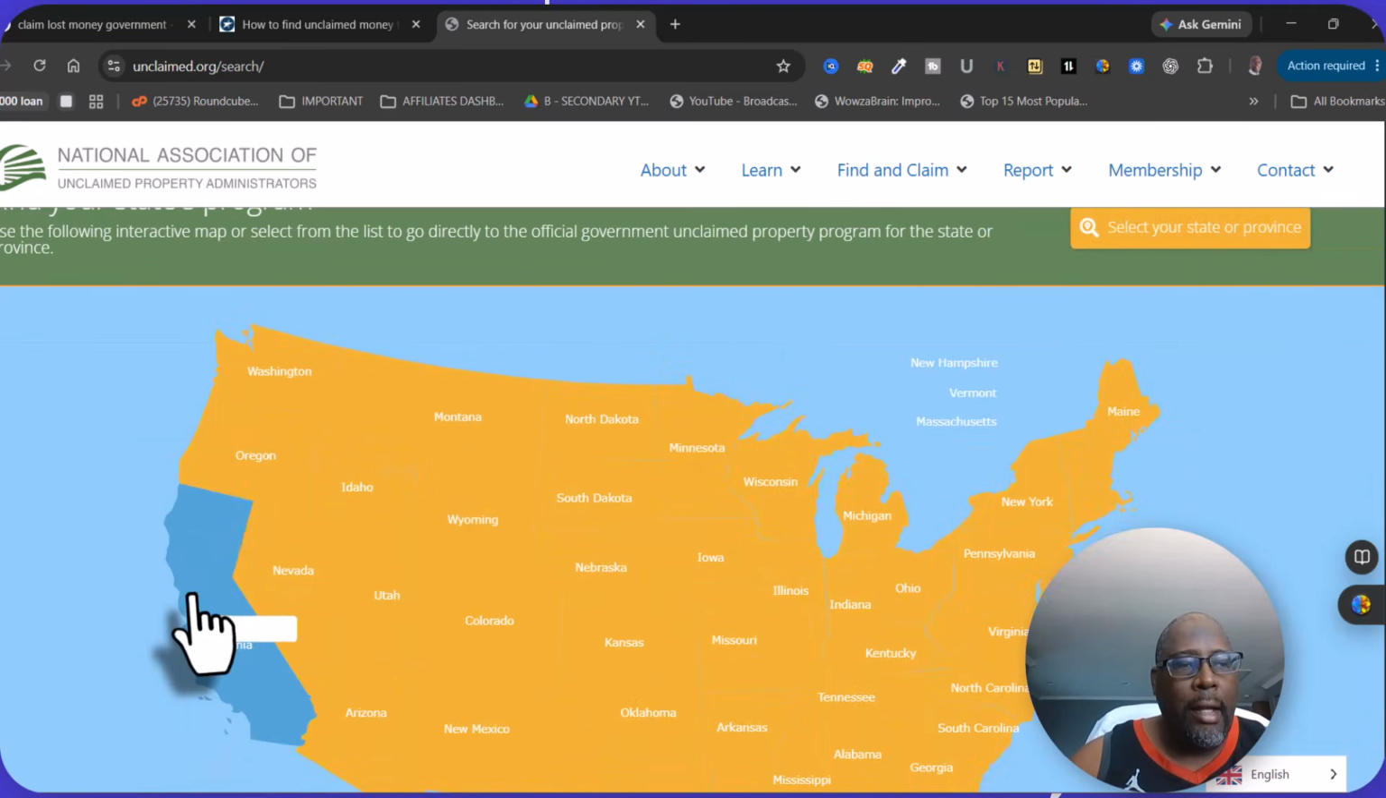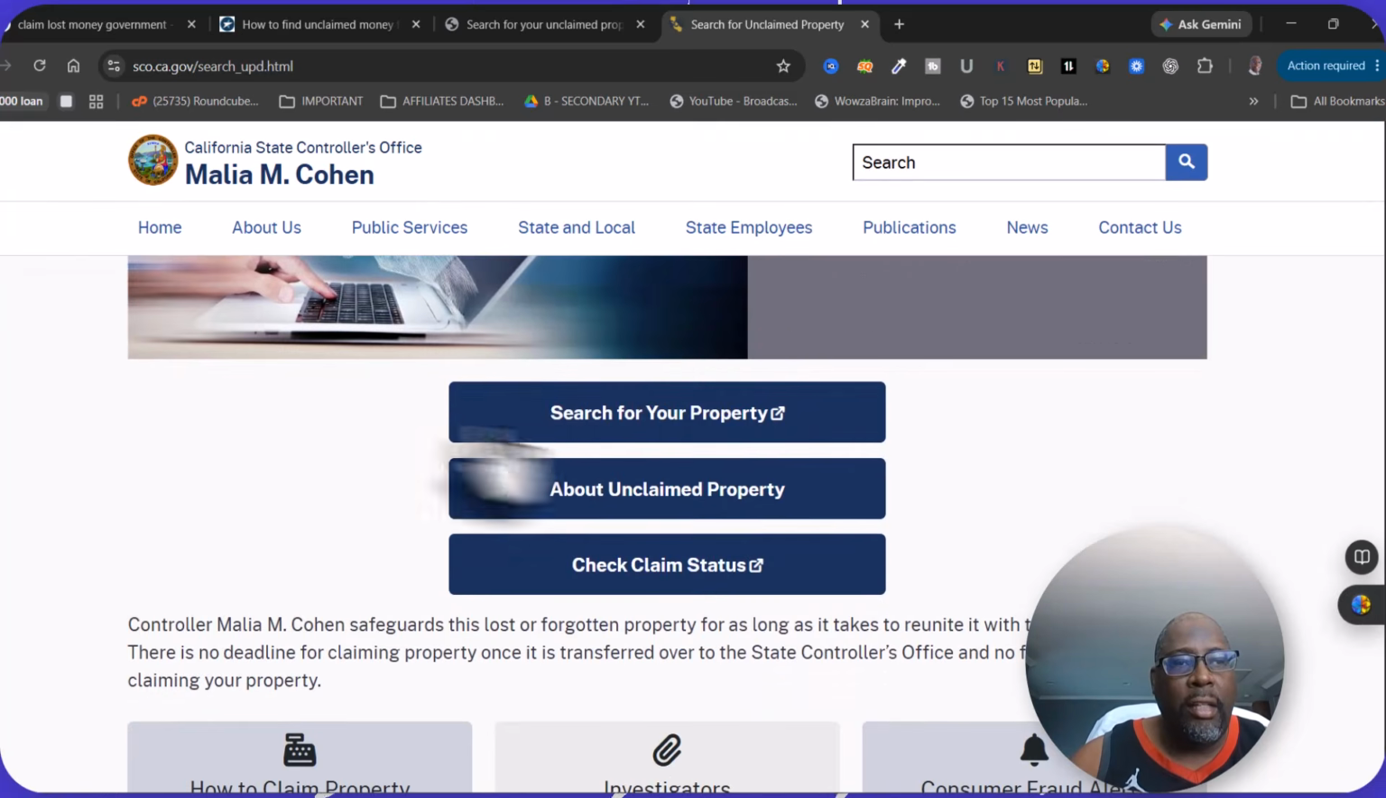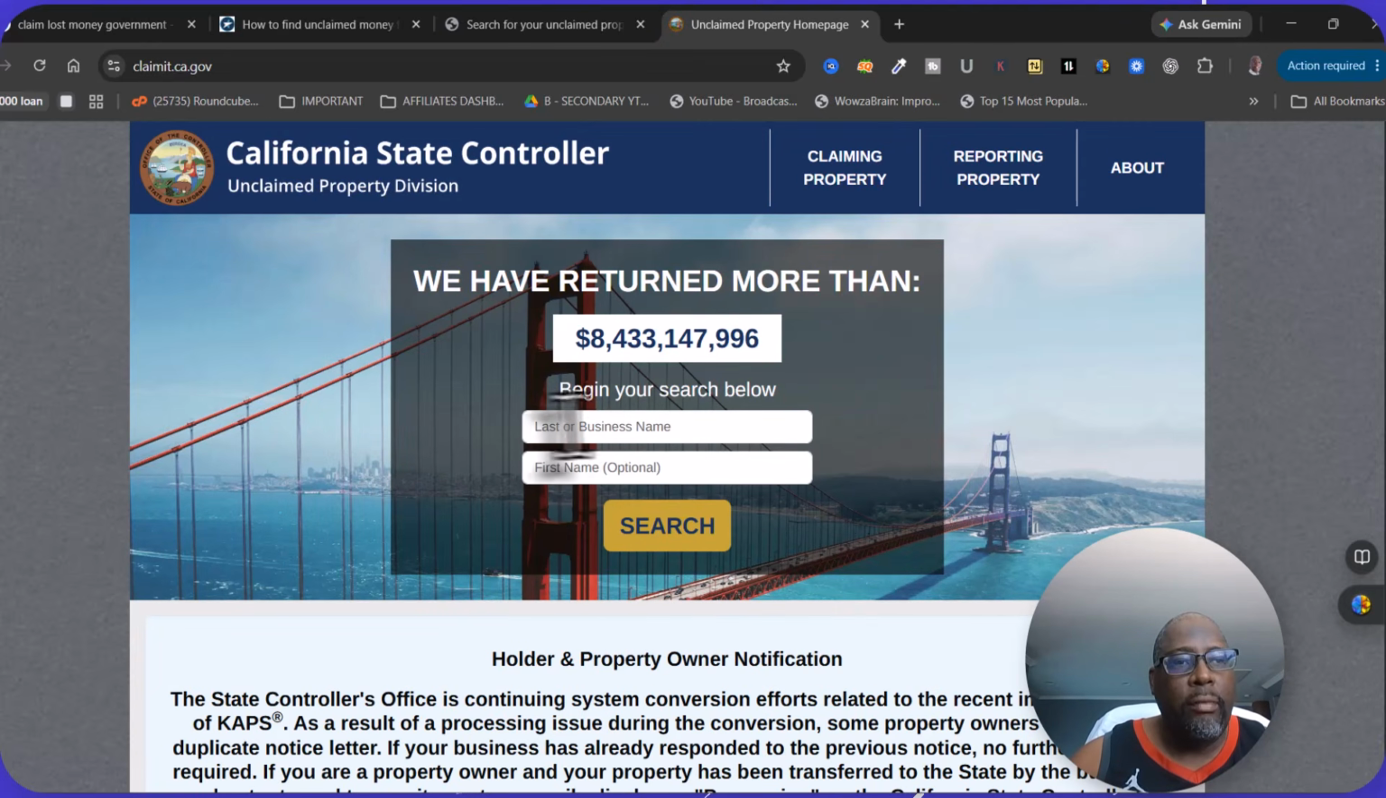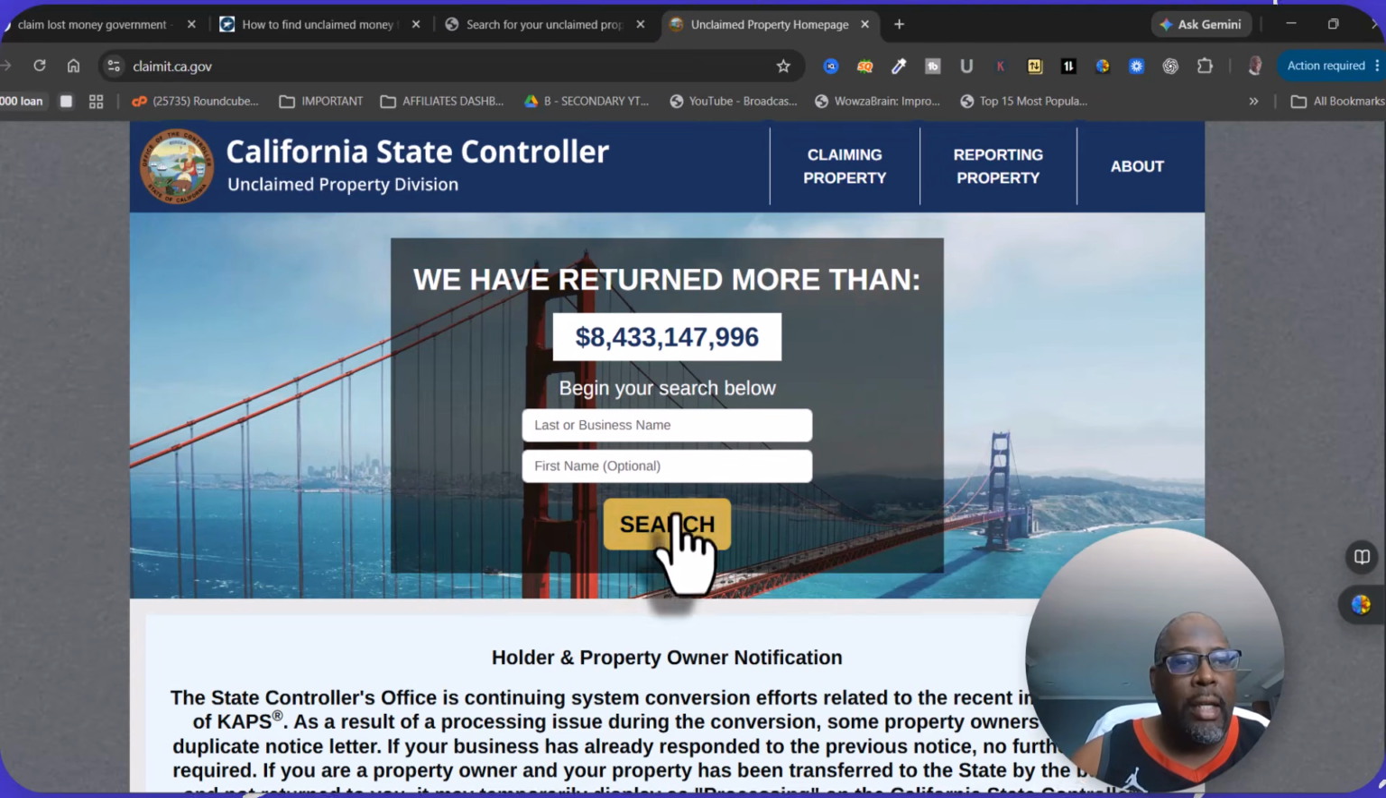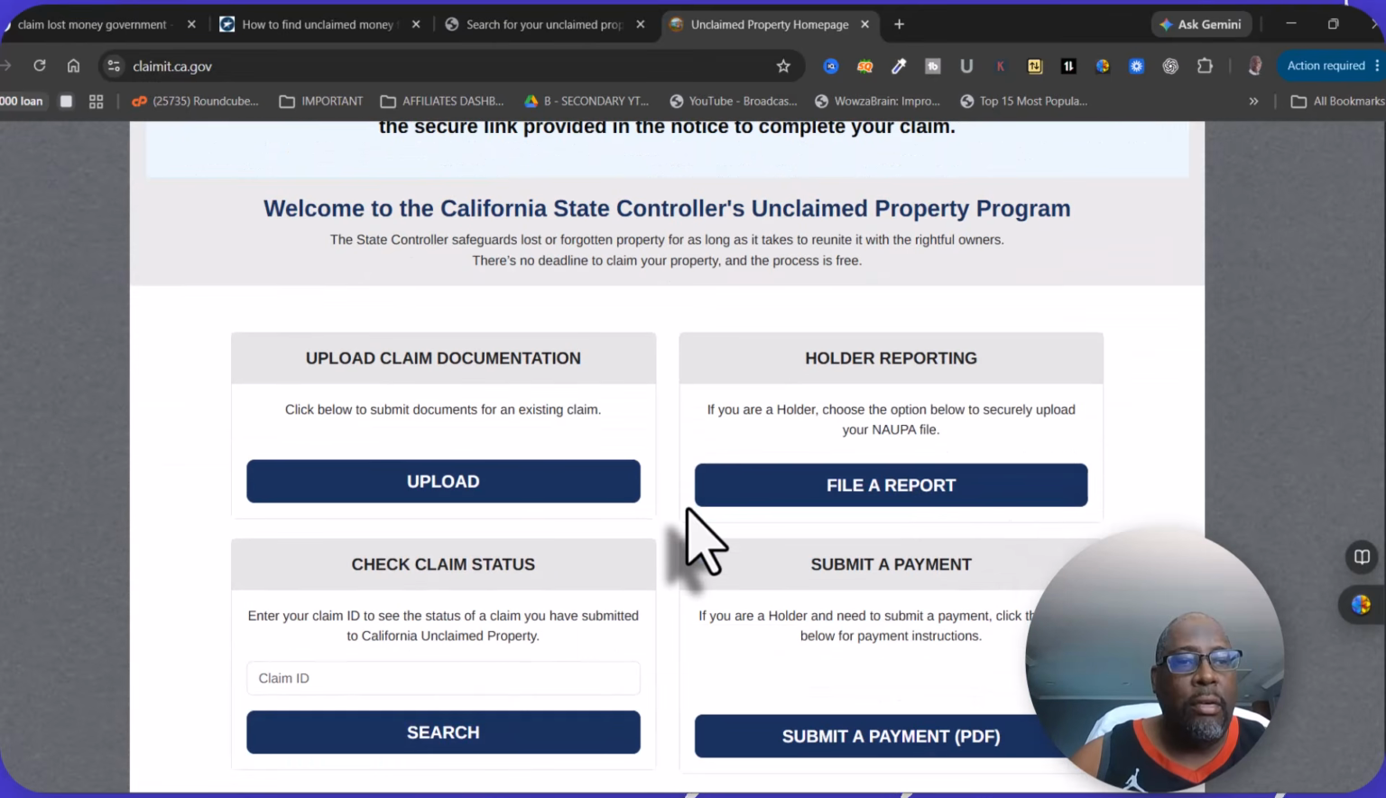So, like I'm in California. If I was to go to California, I can put in search for your property, search unclaimed. So all you do is just go here. You can put in name and whatever else, and it'll tell you if you own money. This is why I tell you people are using these government systems and they are finding people's money, and they charge them a fee to help them claim it.